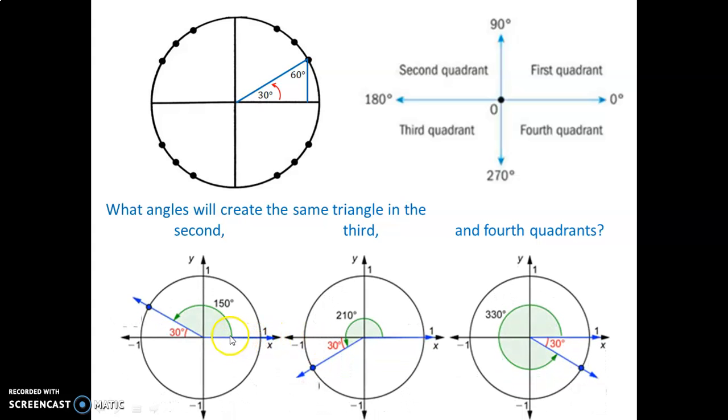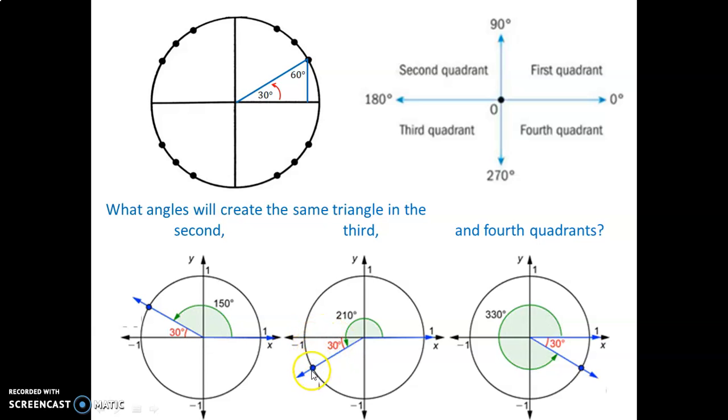The answers are: 150 will get you to here, so it creates the same triangle. See the 30 degrees here? It's 30 here now, so that triangle has been flipped over that axis, but we see 150 got us there. Next one, in the third quadrant, to get a 30-degree angle here, with that triangle now sitting down here, we had to spin 210 degrees: 180 to here, and then 30 more to create that triangle.